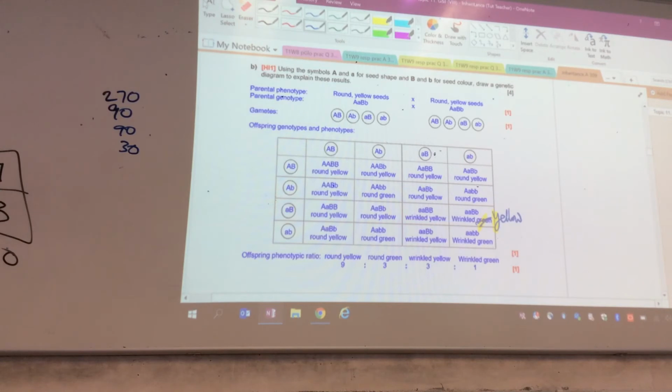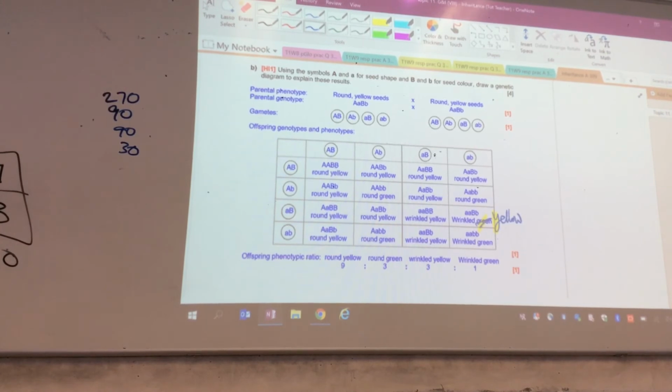Any other typos? Okay, so anyone taking photo? Is there any problems with the cross? Any question? I mean the gametes, yes.